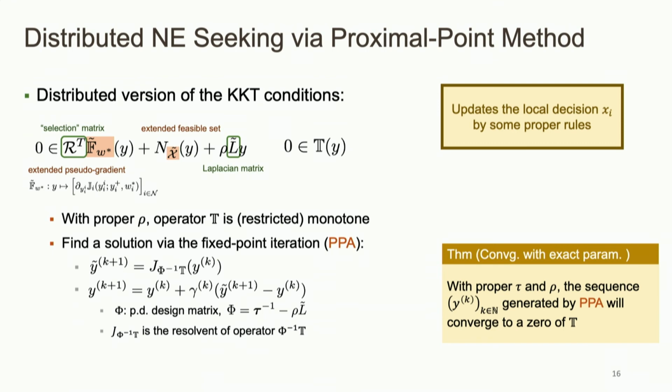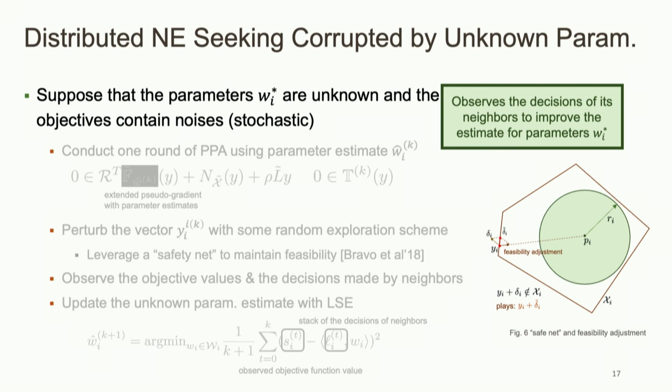And our first convergence result suggests that under this deterministic setting with proper tau and rho, the sequence generated by PPA will converge to a zero of T, and the decisions made by this group of players will converge to the Nash equilibrium. We will next move on to the case where the parameter W star is unknown to the players, and players can only observe some realized noisy objective values.